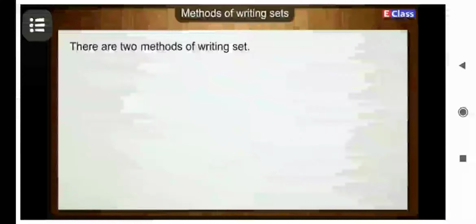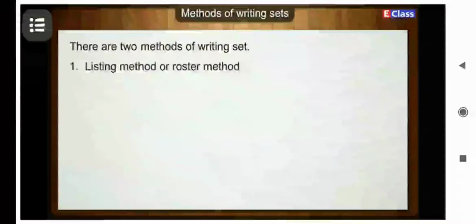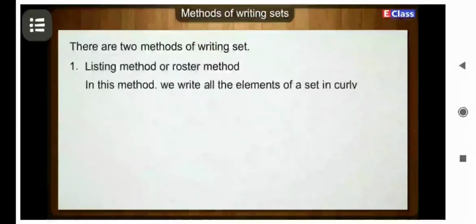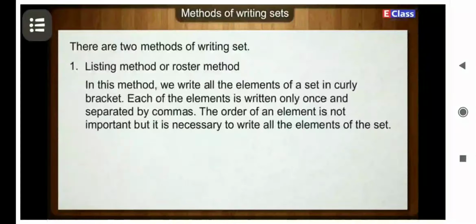Methods of writing sets. There are two methods of writing sets. 1. Listing method or roster method. In this method, we write all the elements of a set in curly brackets. Each of the elements is written only once and separated by commas. The order of the elements is not important, but it is necessary to write all the elements of the set.